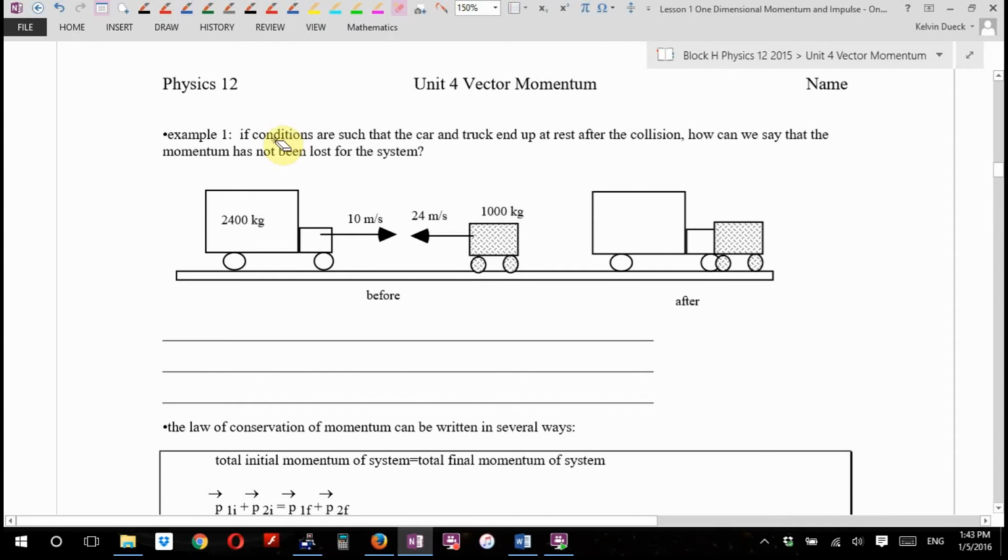Afterwards, how fast is the truck moving? Look at the picture. How fast is the truck moving afterwards? How fast is the car moving afterwards? Since momentum is mass times velocity, what's the final momentum of the car crash? Momentum final is 0. How the heck can I say that there was 0 momentum beforehand, if they're moving beforehand? So here's the question: if the conditions are such that the car and truck end up at rest after the collision, how can we say that we didn't lose momentum?